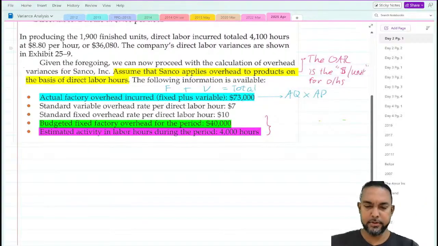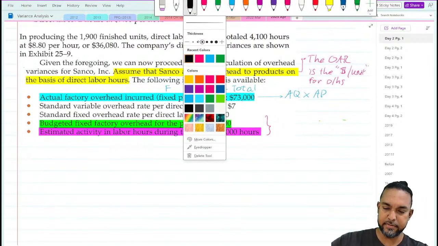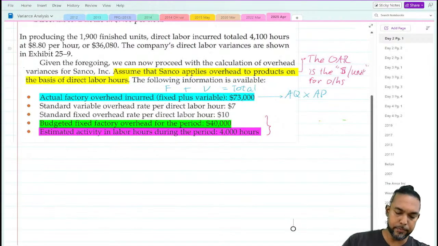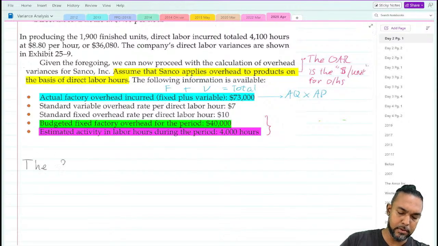So just some notes there. Now we have a couple other things to just identify before we jump into it, right? So just for the record, we have the three overhead variances.